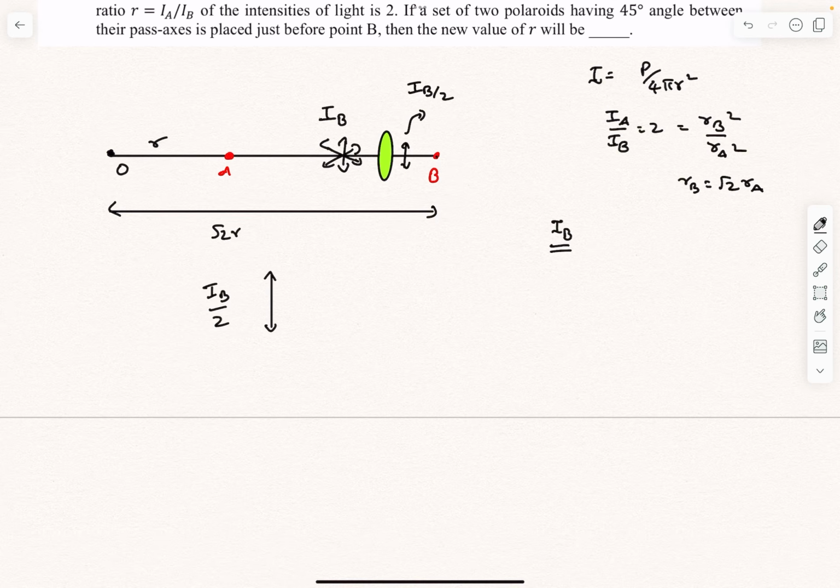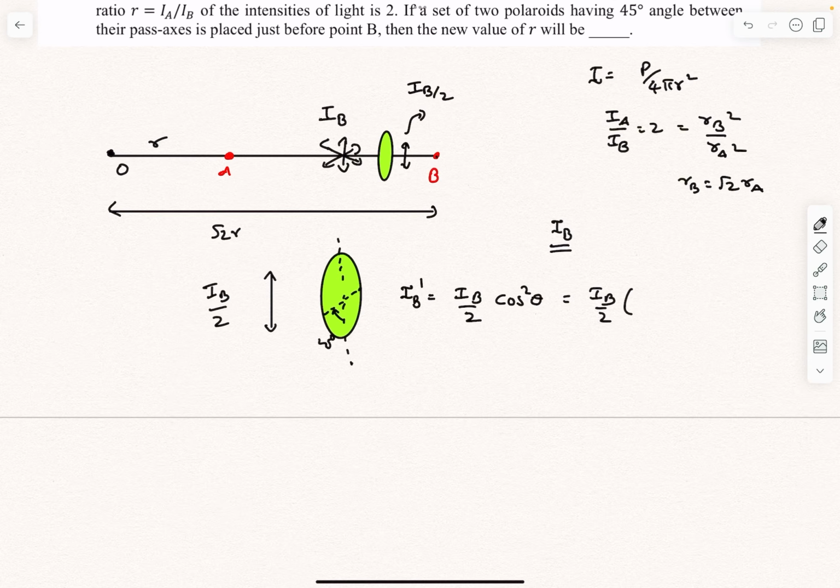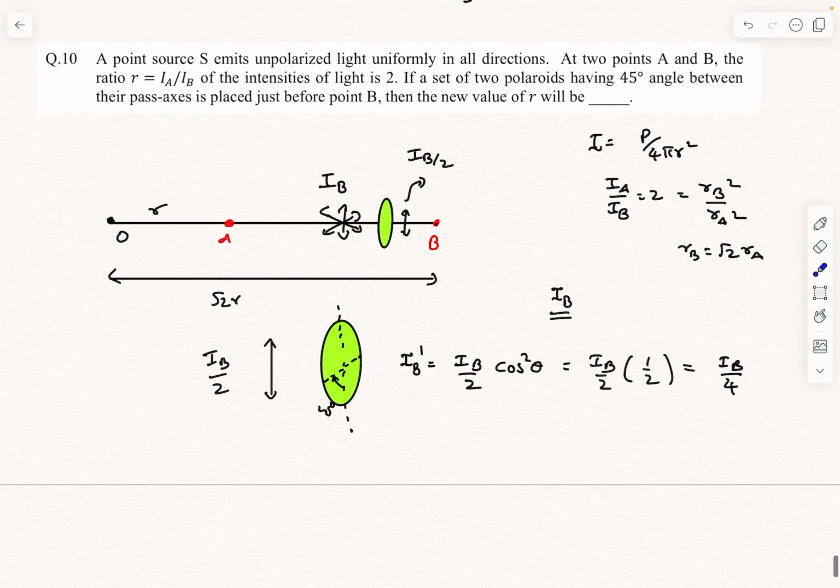Now the polarized light ray of intensity IB by 2 is passed through another polarizer whose pass axis or transmission axis is at an angle of 45 degrees to the incident light ray. The emergent intensity, let's call it IB dash, will be equal to the incident intensity decreased by a factor of cos square theta. This is IB by 2 times cos square of 45, which is half. So this becomes IB divided by 4. After being processed by the two Polaroids, the intensity at point B decreases by a factor of 4.